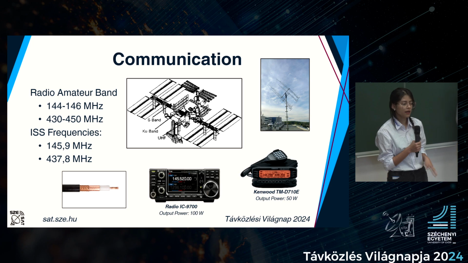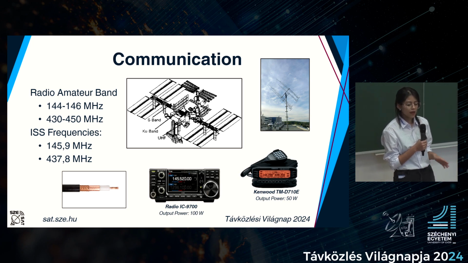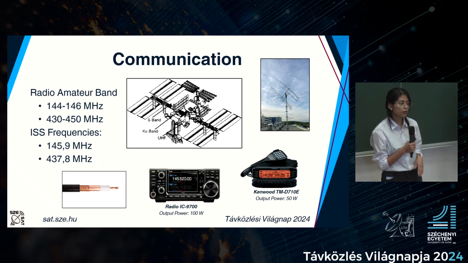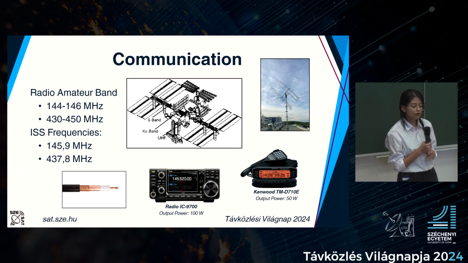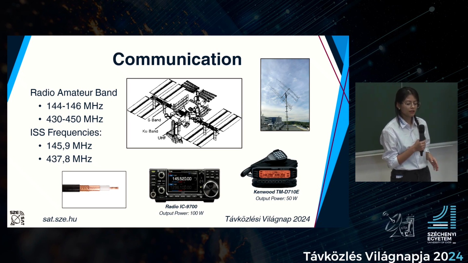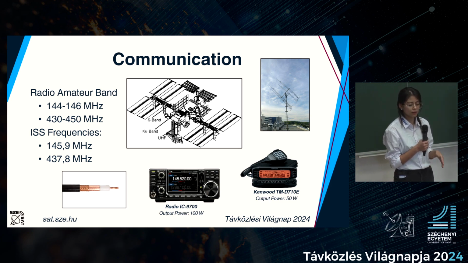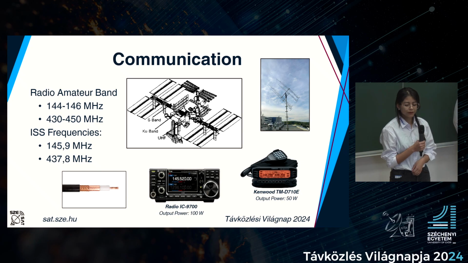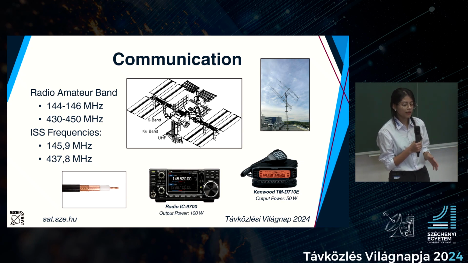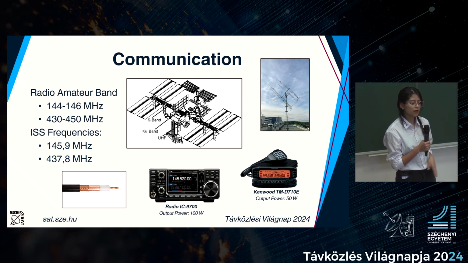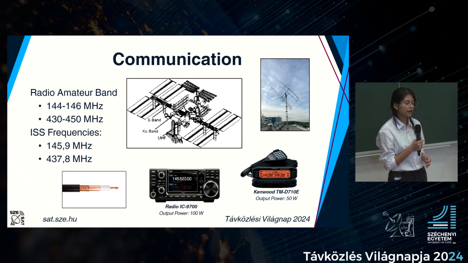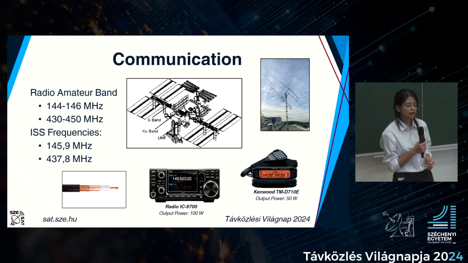Then in the ISS, they have a Kenwood TM-D710E radio with an output power of 50 watts. Also, they have a set of 4 UHF antenna systems to support this Kenwood radio. And for the communication with the ISS, we used 145.9 MHz for uplink and 437.8 MHz for downlink.